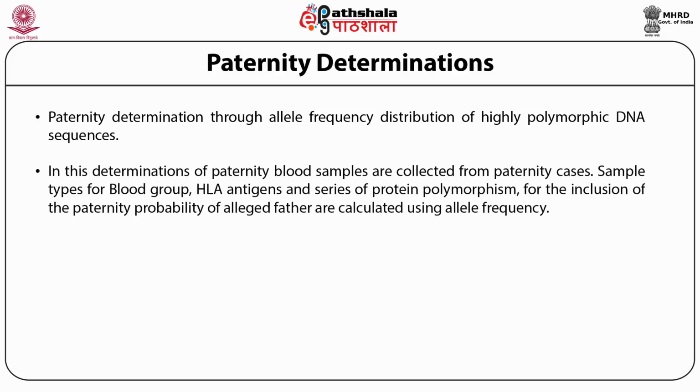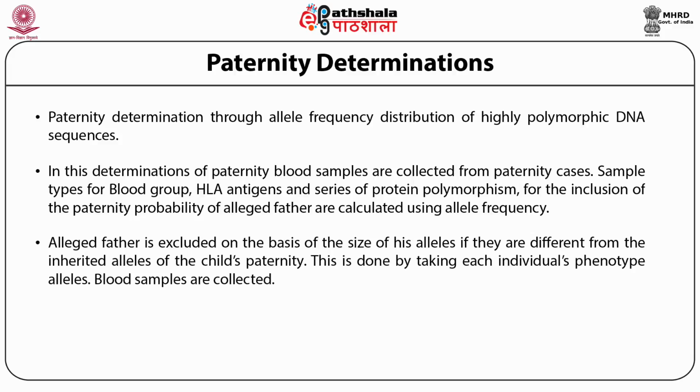Paternity determination through allele frequency distribution of highly polymorphic DNA sequences. In this determination of paternity, blood samples are collected from the paternity cases. Sample types for blood group, human leukocyte antigens, and a series of protein polymorphisms for the inclusion of the paternity probability of the alleged father are calculated using allele frequency.